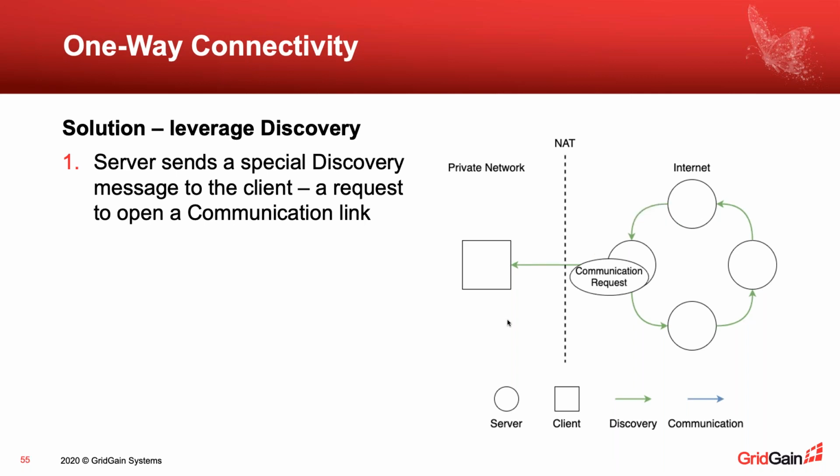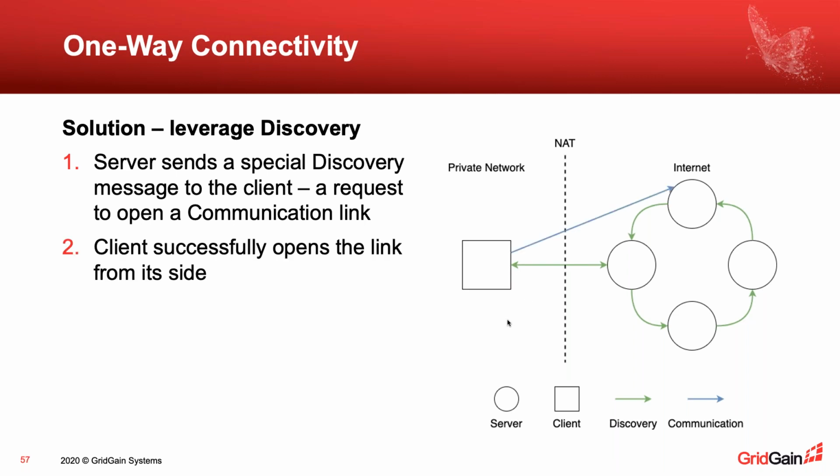So what it will do is send a communication request, but not directly, but across the ring, and the communication request is addressed to the client the node needs to connect. And when the communication request reaches the client, the client will establish the communication link itself. And now the communication link is up and running, and the server can utilize it to do the work it needed to do in the first place.